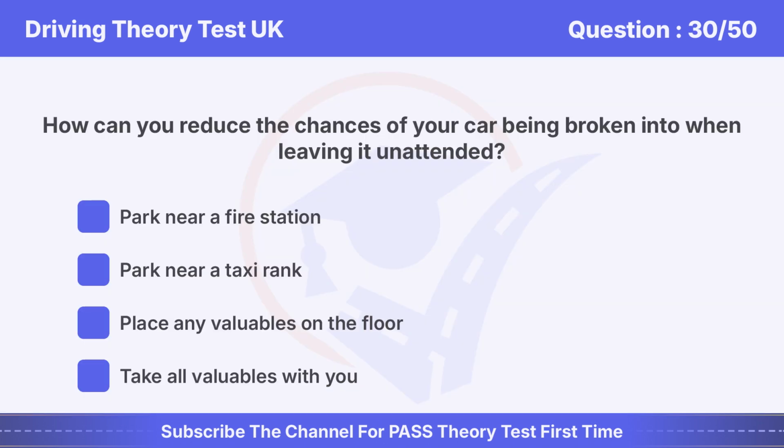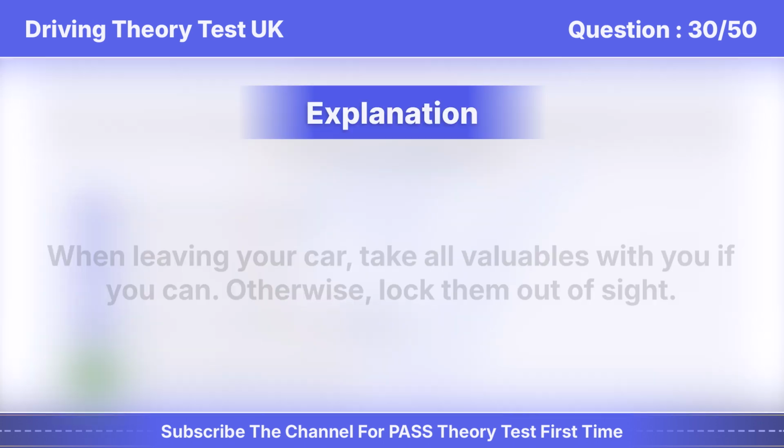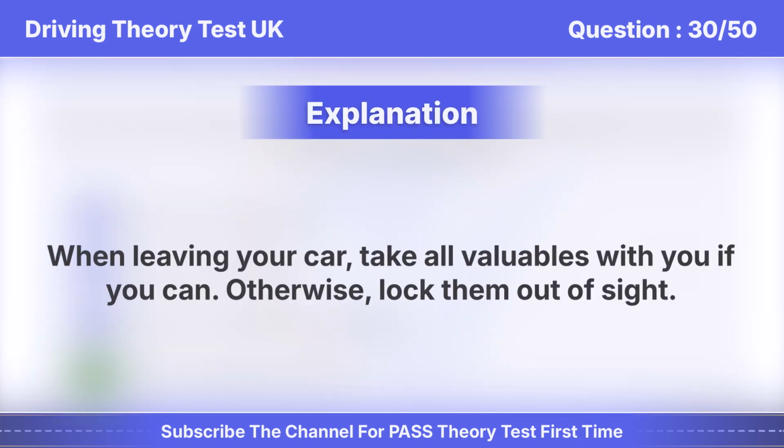Question 30. How can you reduce the chances of your car being broken into when leaving it unattended? Answer is D. Take all valuables with you. When leaving your car, take all valuables with you if you can. Otherwise, lock them out of sight.